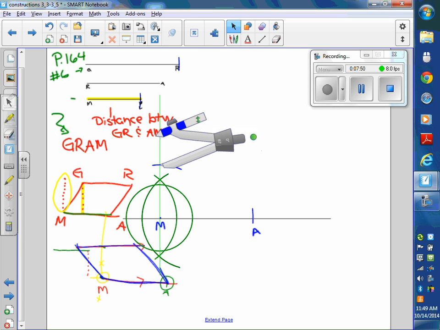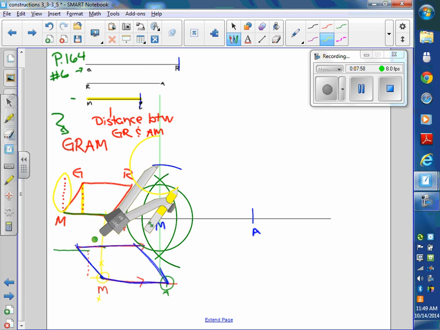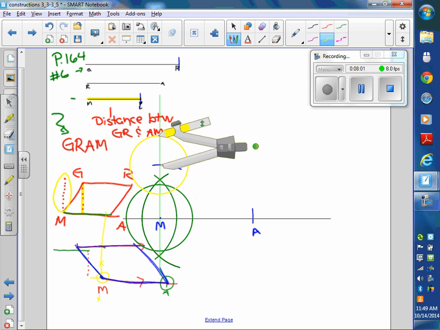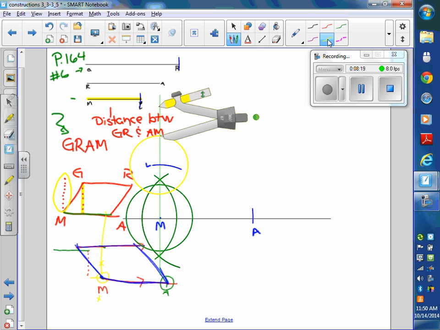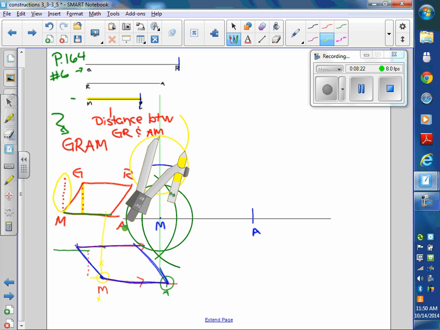Okay. So now I have to make a perpendicular about here because I'm going to make a line that goes through this point L that is parallel to MA. So I come over here and I'm just doing another perpendicular. Oops. I have to open my compass wider first so that I get intersection points.